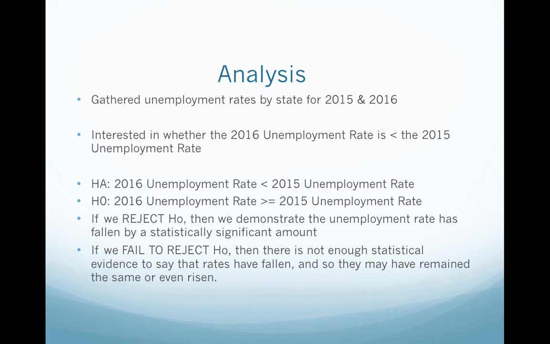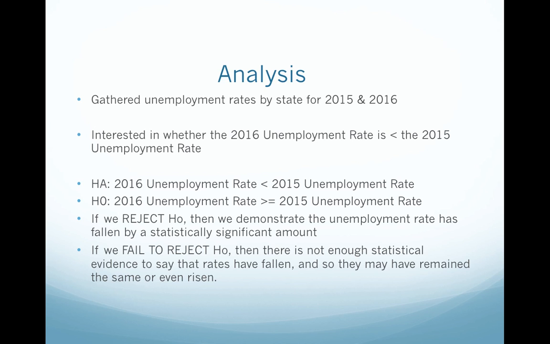So the analysis: we gathered unemployment rates by state for 2015 and 2016. I believe they were snapshots in September of each of those years. And we're interested in whether the 2016 unemployment rate is less than the 2015 unemployment rate. Obviously, lower unemployment is generally good for the economy, particularly given that we've had sluggish growth. And so signs that the unemployment rate has fallen would be very, very welcome news.